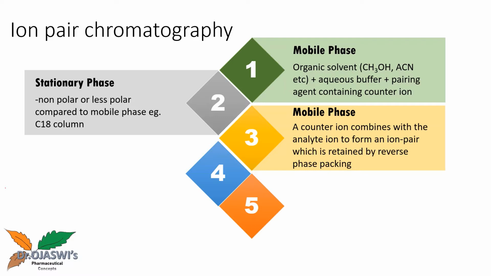The third important point is again related to mobile phase. The counter ion, that is the pairing agent which we have added in the mobile phase, combines with the analyte ion to form an ion pair, which is retained by reverse phase packing. So this ion pair is formed because the pairing agent has the counter ion. Means if the sample component has positive charge, then we should choose the pairing agent such that it has negative charge.